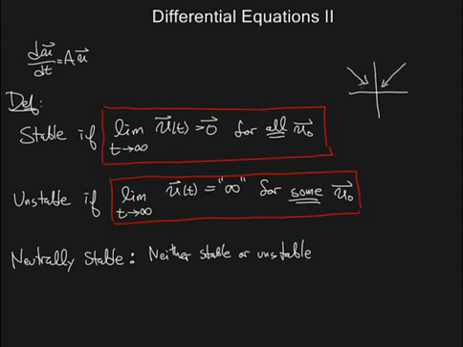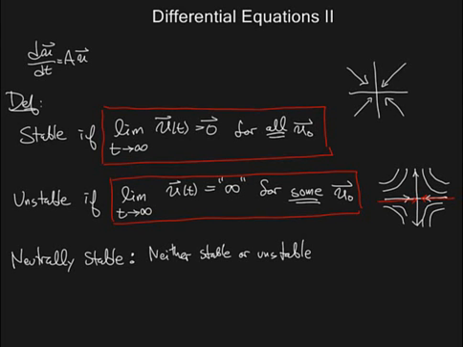Let's draw a picture. The stable situation was where all of the curves go towards 0. And what's unstable? Well, in the unstable case, some of them are allowed to go to 0, but at least one has to go to infinity. And the typical picture is like this. They don't all go to infinity. If you start on the x-axis, you go to 0. But since at least one of them goes to infinity, this is unstable.